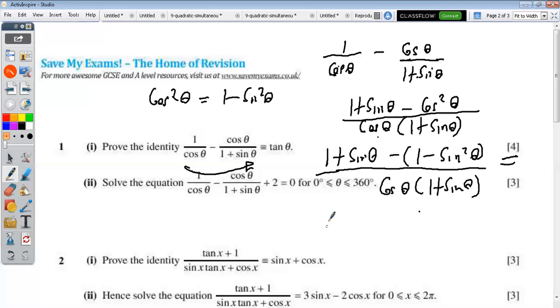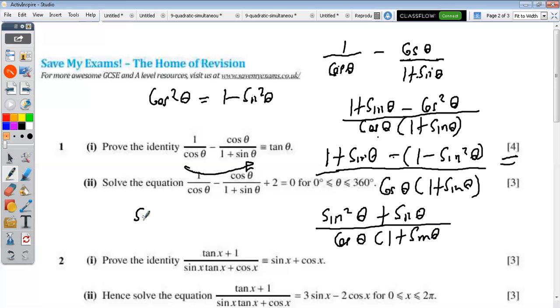Let's remove the brackets. If we remove the brackets, this will become positive, so I'll have sine squared theta, and the other one will be a negative 1. So minus 1 and 1 will cancel. Then I'll simply have sine theta plus sine squared theta over cos theta brackets 1 plus sine theta.